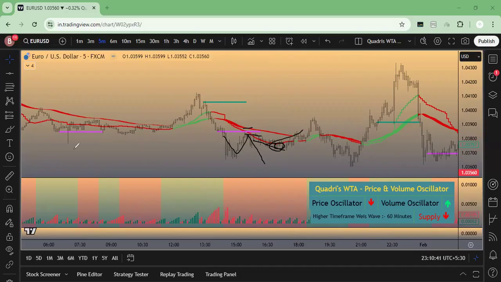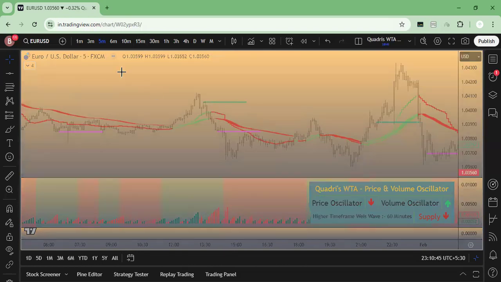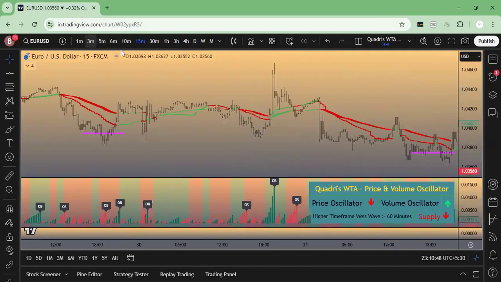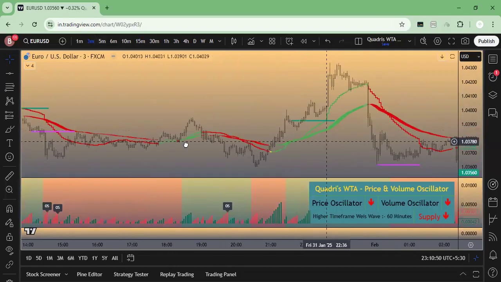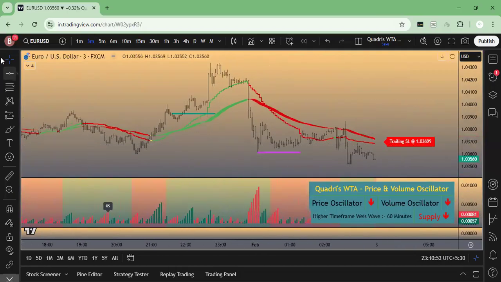So even if you're playing the 15 minutes, you can get the trades. Even if you're playing the 3 minutes, you can get the trades, or vice versa. Now this is a trend continuation kind of trade. Okay, what about this kind of trade? These are counter trend moves.